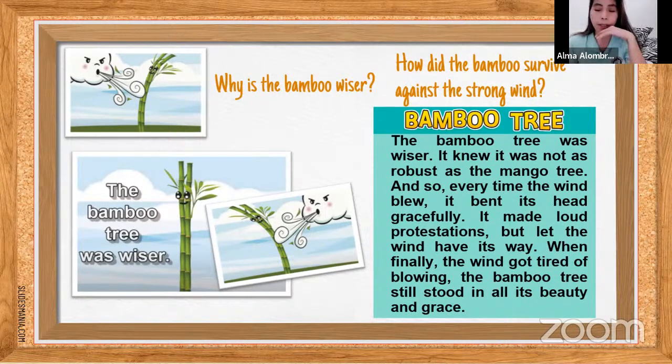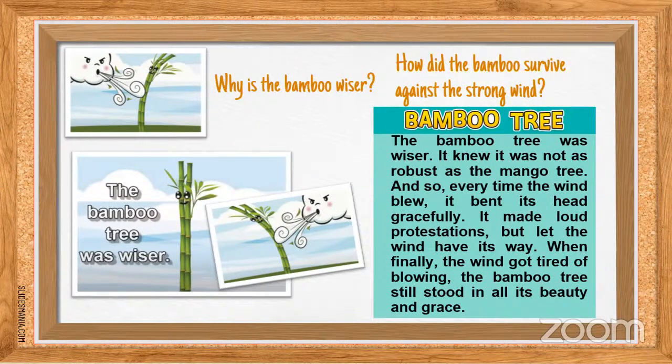I see a lot of answers here. Let me just read. Ruford says the bamboo used his special trait as an advantage, such as his flexibility. Very good answer, Ruford. Yes, Eric, would you like to read your answer? Eric, it's quite long for me to read, but it's a good answer. Eric, can you please unmute your mic and read your answer in the chat box? Yes, ma'am.